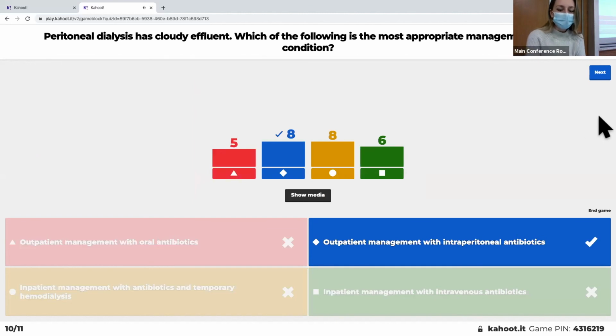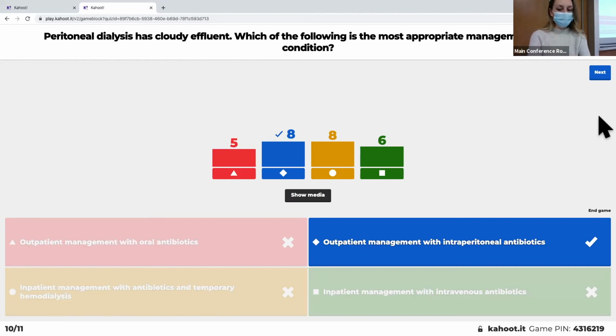So this is peritonitis, the most common complication in a patient receiving peritoneal dialysis. And treatment is usually outpatient management with intraperitoneal antibiotics. Oral won't work. Very rarely would you admit somebody for this, and only in cases of signs of systemic infection. So fever, if the patient is unstable, hypotensive.